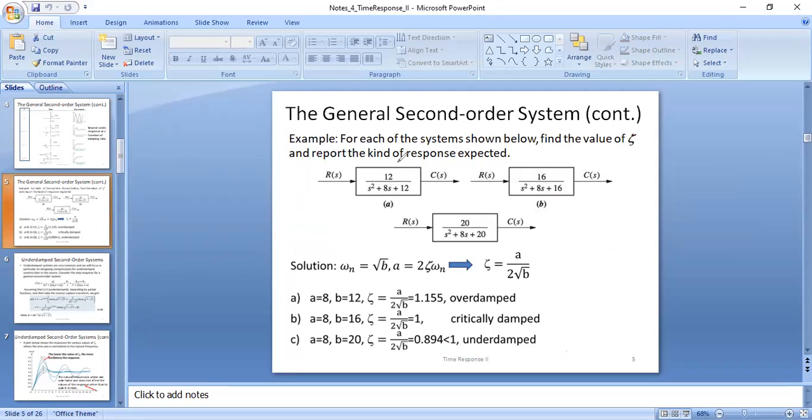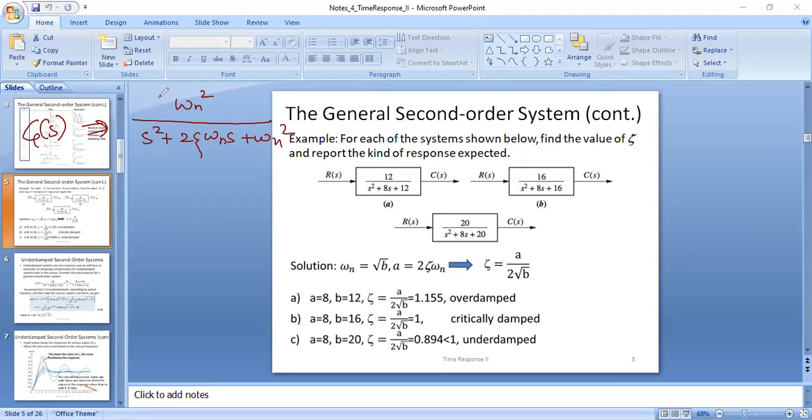Here you see this is s square plus 8s plus 12. What is the general formula? Omega n square upon s square plus 2 zeta omega n s plus omega n square, right? This is the general transfer function. And what I told you, you will always use the denominator part for comparing.